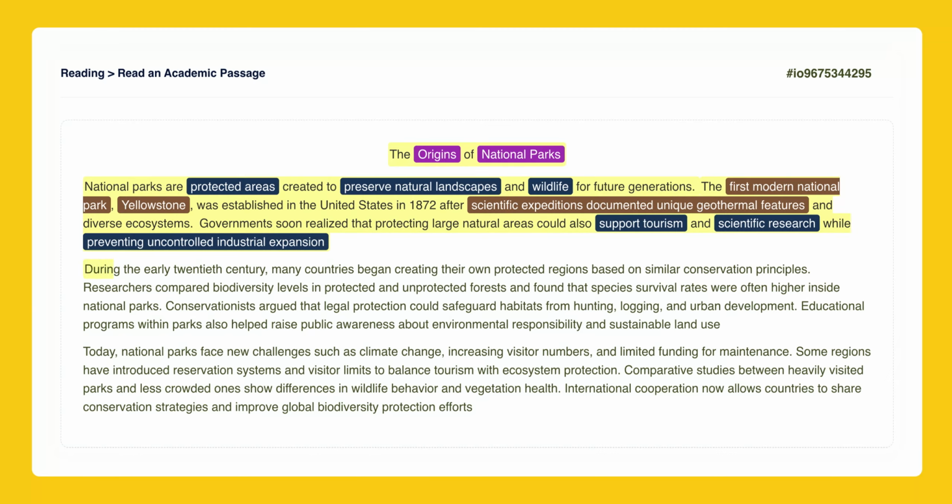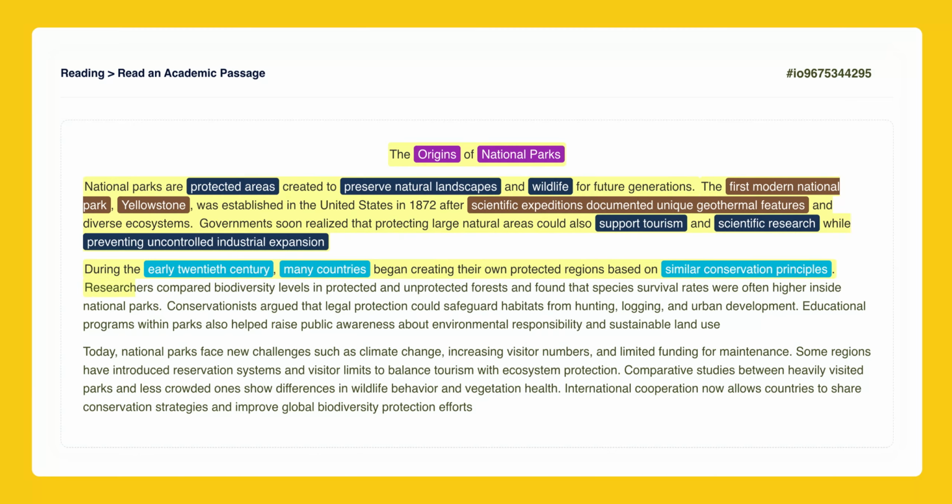During the early 20th century, many countries began creating their own protected regions based on similar conservation principles. Now we move to the next time period. The phrase early 20th century signals a shift in time. We see that this idea spread globally as many countries adopted these ideas based on similar conservation principles. This shows the growth of the movement.